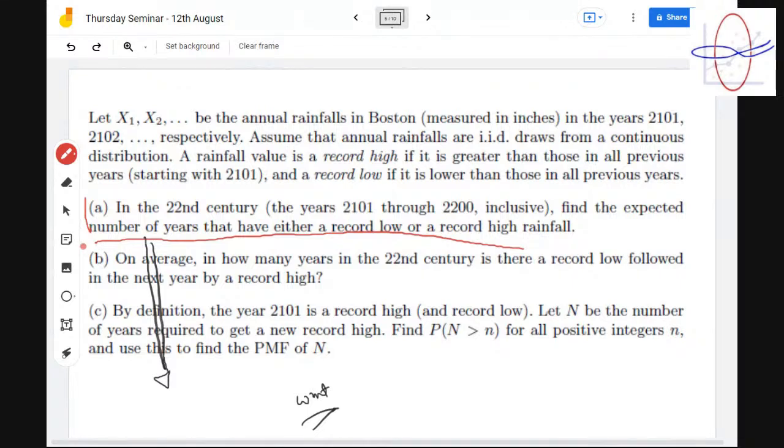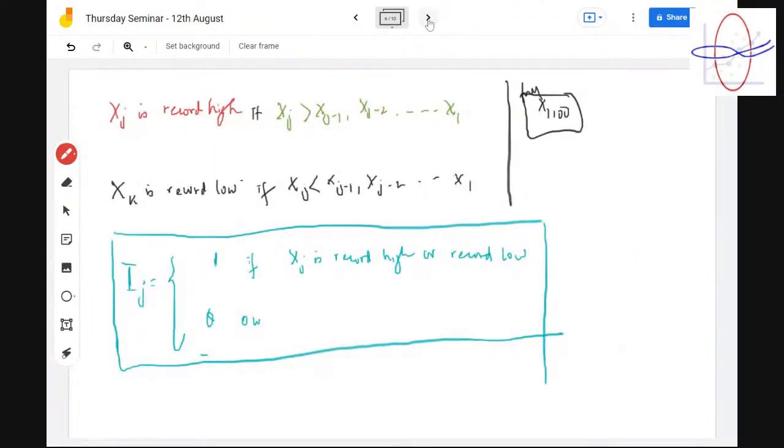Okay, so now the next question. This is done. The next part. On average, in how many years in the 22nd century is there a record low followed in the next year by a record high? You understand? It's a very interesting problem. So what does it mean? Let's understand this.